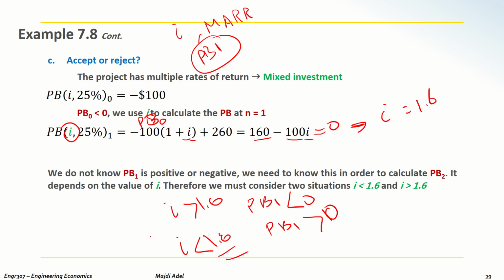Therefore, we should examine both cases because we still don't know the value of I. It can be greater than 1.6 or it can be less than 1.6. So we have to examine both situations. If I is greater than 1.6, the project balance is negative, and therefore we will use I in calculating the project balance of the next year. And if I is less than 1.6, the project balance of the first year is positive, and in this case we will use MARR in calculating the project balance of the second year.